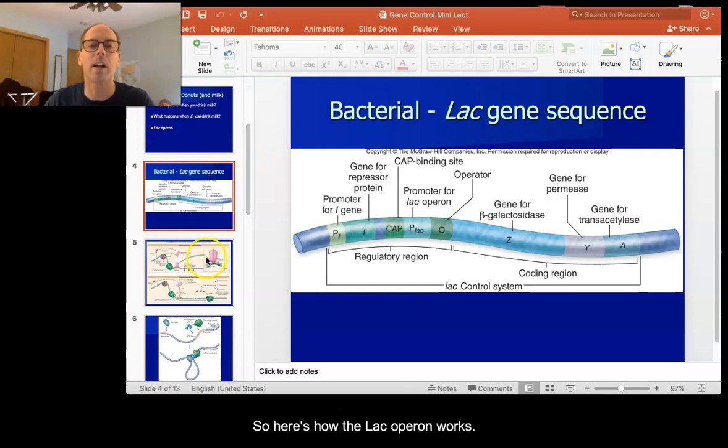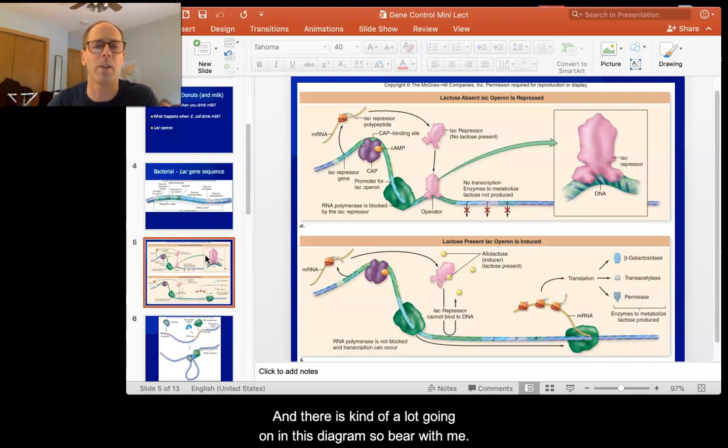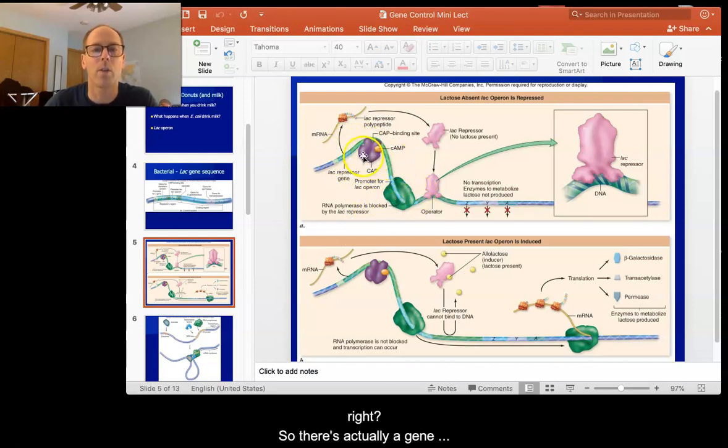So here's how the Lac Operon works. And there's kind of a lot going on in this diagram, so bear with me. What this is showing you here is my control region, right? There's actually a gene here called the Lac repressor gene that codes for this protein, which is pink. That is actually my repressor that turns off the gene.